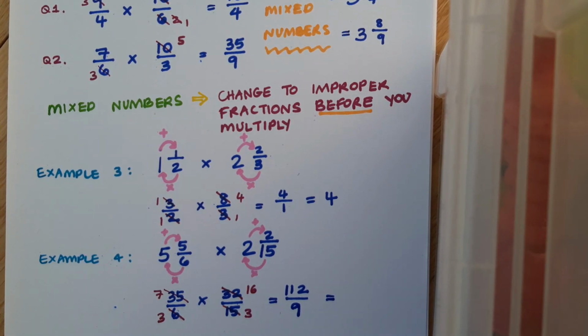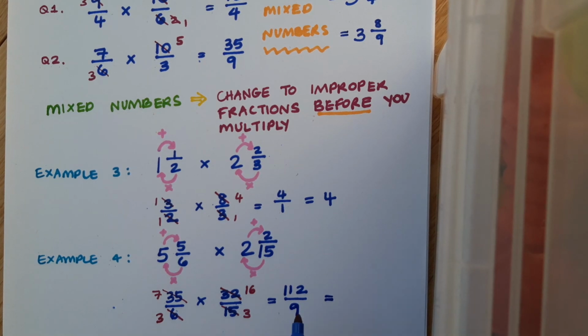So how many 9s are there in 112? Well, 9 into 11 goes once. Carry my 2. 9 into 22 goes twice. And 4 is left over. So it's 12 and 4/9.